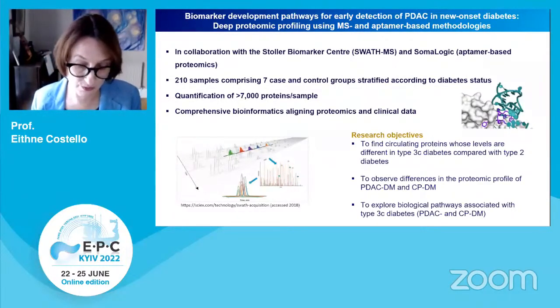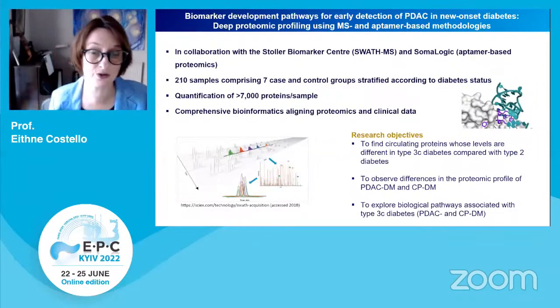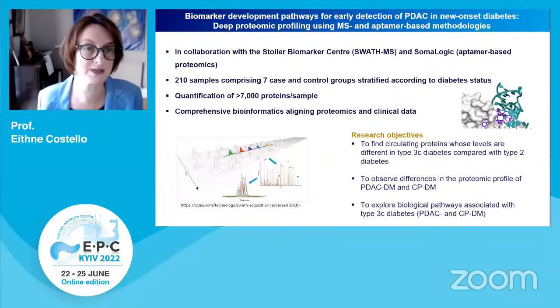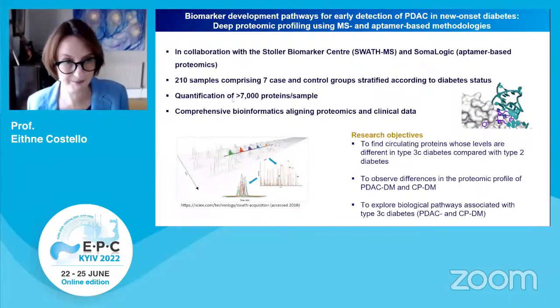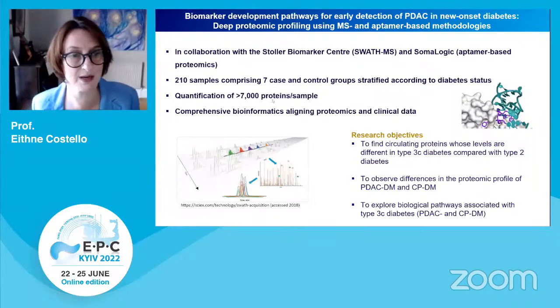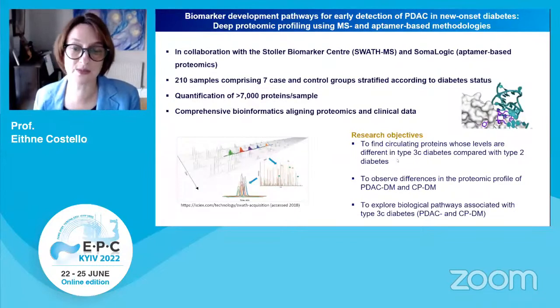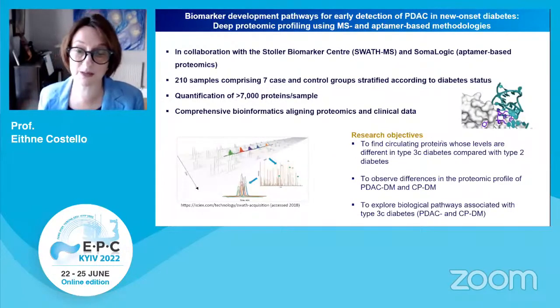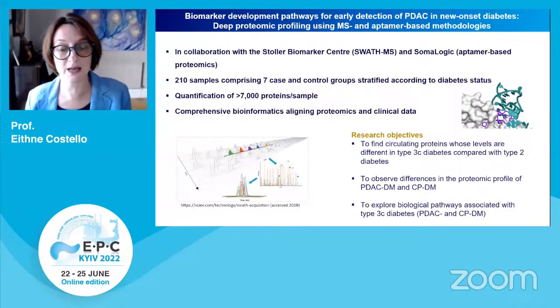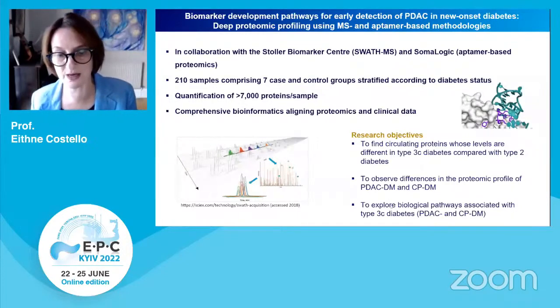We also have control groups of individuals with new onset diabetes and individuals with long-standing diabetes, and of course healthy controls where they do not have diabetes. And we'll be looking at blood proteins. We estimate to quantify around 7,000 proteins per sample. And the research objectives here are to find circulating proteins whose levels are different in type 3C diabetes compared to type 2, to observe differences in the proteomic profile of pancreatic cancer-related and chronic pancreatitis-related diabetes, and to explore pathways associated with type 3C diabetes.